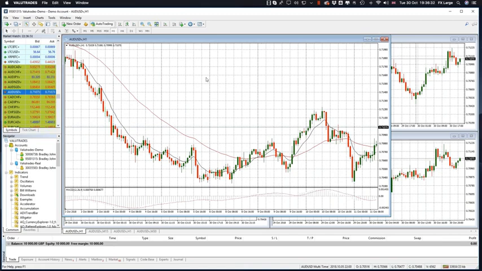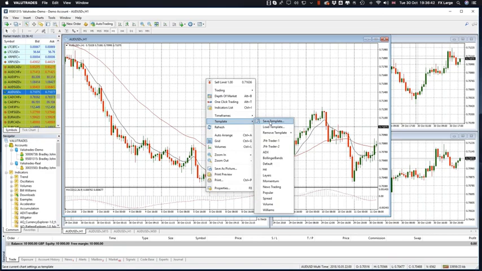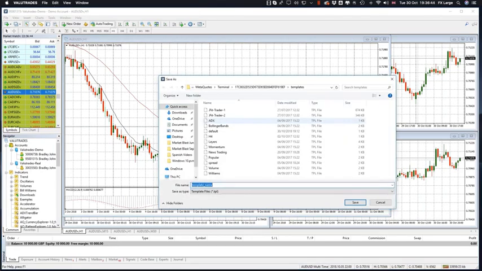But let's say, for example, we really like this setup. We like using moving average crosses, and we like using the MACD. So I can simply go to my template, save template, and we can call this moving average cross MACD. So we've saved that template.